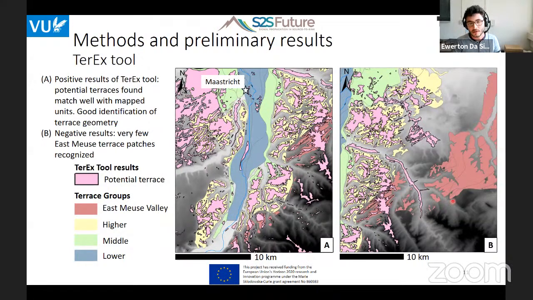However, here in figure B, we had a negative result. The tool had not recognized at all the terraces in this area, even though we know that there are terraces there. So a reason for that could be that I misapplied the parameters when using this tool, or it could be that the geomorphic setting of this area could be slightly different and the tool cannot recognize that as a terrace.